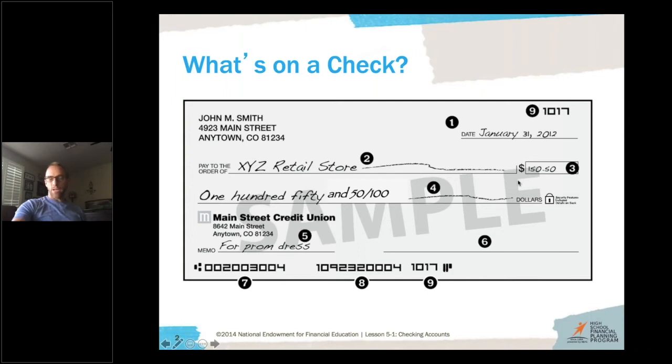So that number is on here twice. We've got it on the top here, 1017, and then the bottom, 1017. That is the check number. So the next check that you write behind this one will be 1018, and then 1019, et cetera, et cetera. Okay, so these numbers are pretty important.